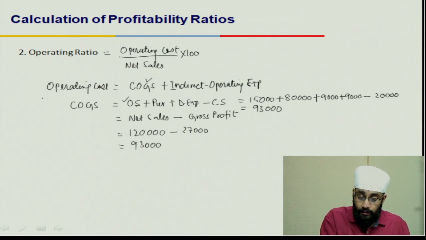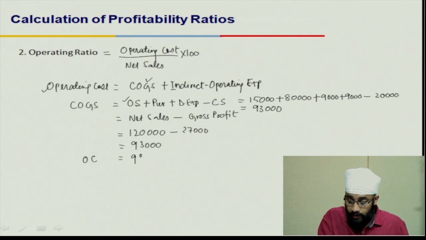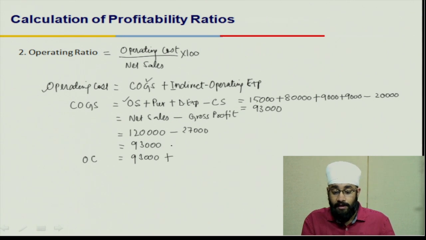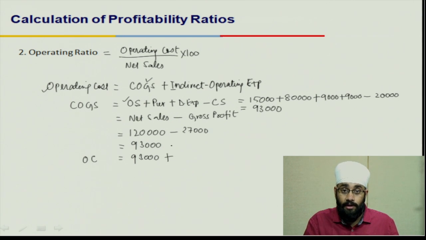Let's go to the calculation of operating cost now. Operating cost is equal to 93,000, which is the cost of goods sold, plus we need to identify indirect expenses, but they should be operating expenses. So let's look at the income statement.